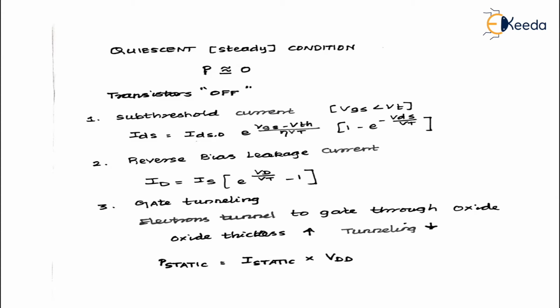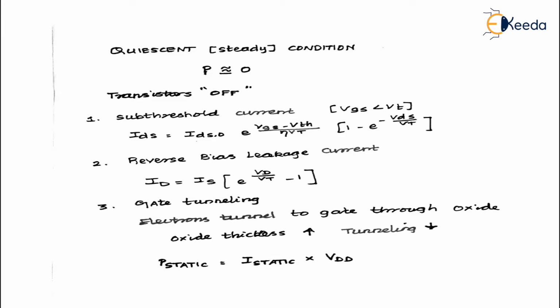But when your transistors are off, there are certain leakages happening because of subthreshold current. I'm not going into the depth of the derivation of all these equations; that is beyond the scope of our subject. We must know what the reasons for the power dissipation are. The one is subthreshold current. What is subthreshold current? It happens when your gate voltage is less than your threshold voltage. The formula is given here: IDS is equal to IDS0 into e power (VGS minus VT) divided by eta times VT, which is the thermal voltage, into (1 minus e power minus VDS by VT), where VDS is the drain to source voltage, VGS is the gate to source voltage and VTH is the threshold voltage.